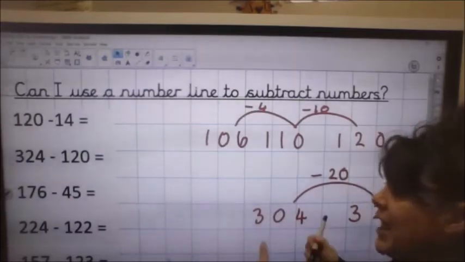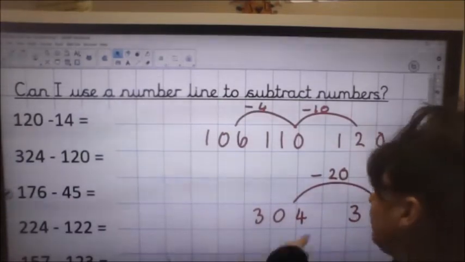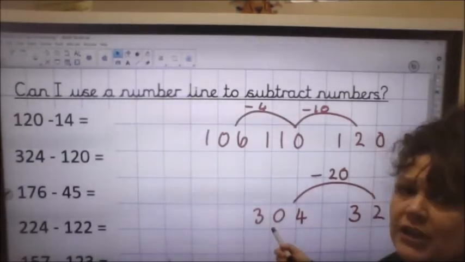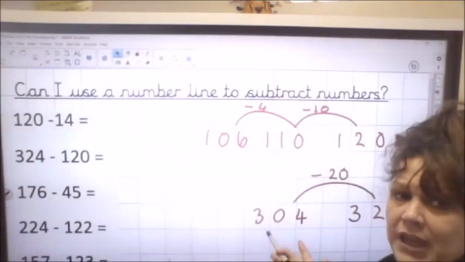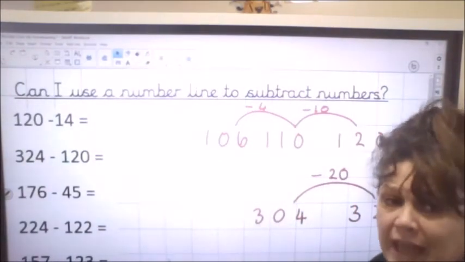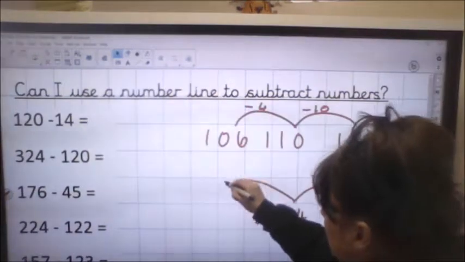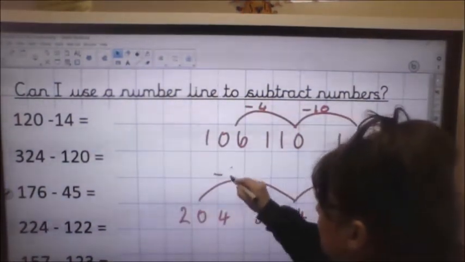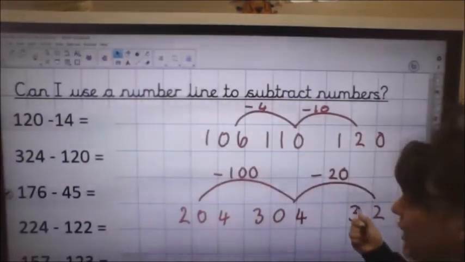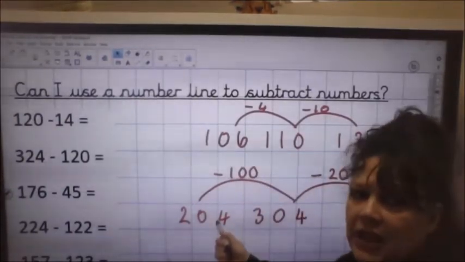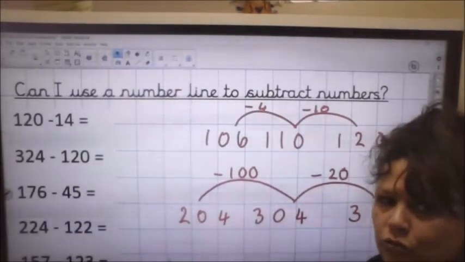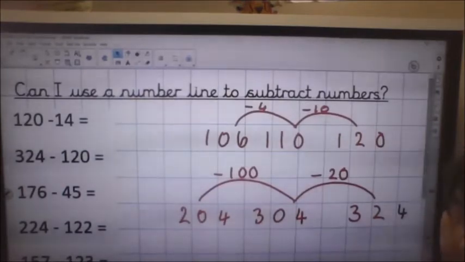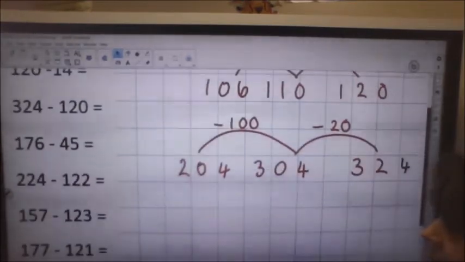304. And then I'm going to take away the 100 because I know that the only digit that's going to change in that jump is the 3. It's going to have 100 less. So I know that's going to be 204. Okay, I've taken away 100. So I've taken away the 20 to start off with, then I've taken away the 100 and I've got to 204.